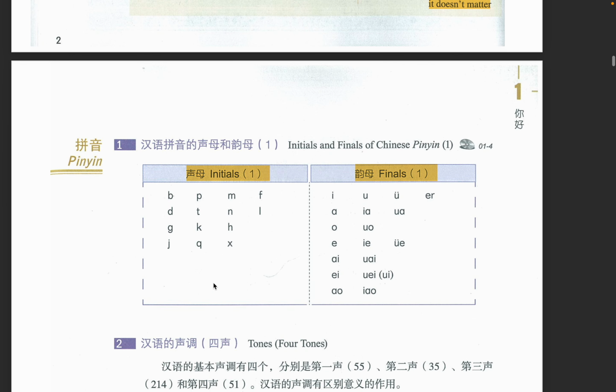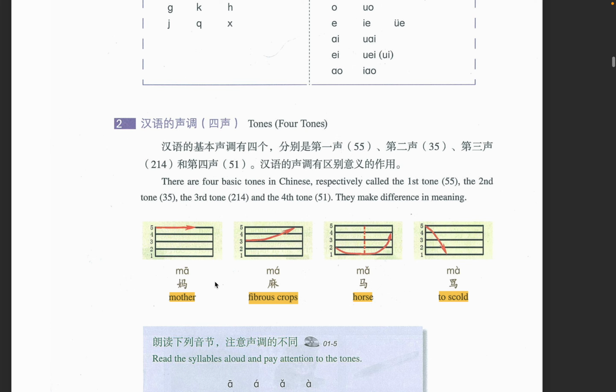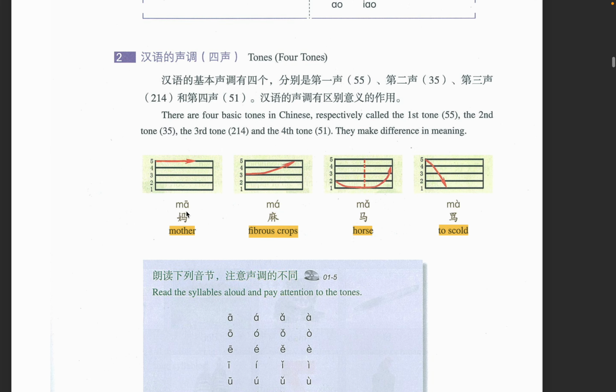Now, we also did introduction to the letters of Chinese language. We learned about the initials and also the finals. And also we did introduction to the four tones of Chinese language, which is ma, ma, ma, ma. That's the first tone, second tone, the third tone, and the fourth tone.